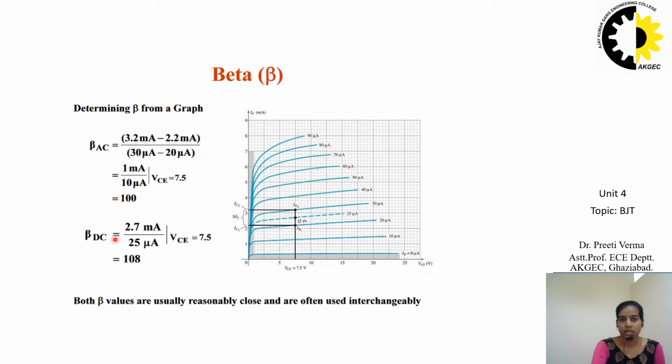To calculate beta DC, we have a Q point value for which we have IC and IB values. The corresponding IC value is 2.7 milliampere and the corresponding IB value, that is base current, is 25 microampere for a constant VCE value of 7.5 volts. So this beta DC comes out to be 108. Both beta values are usually reasonably close and are often used interchangeably.